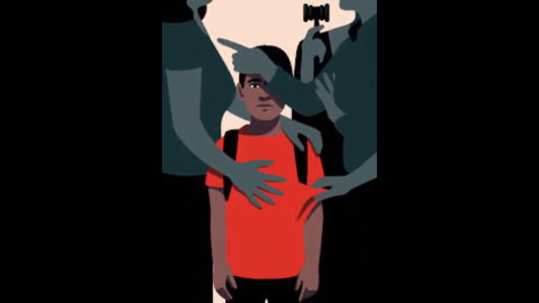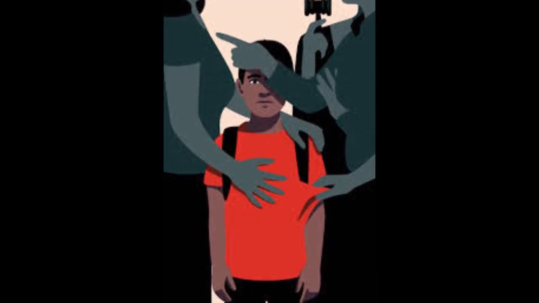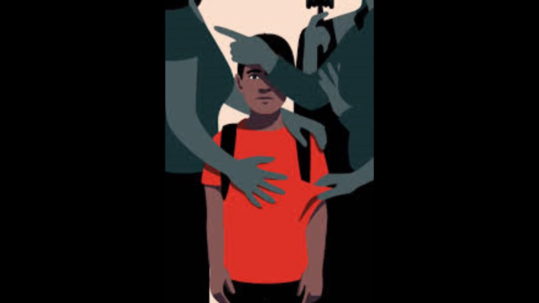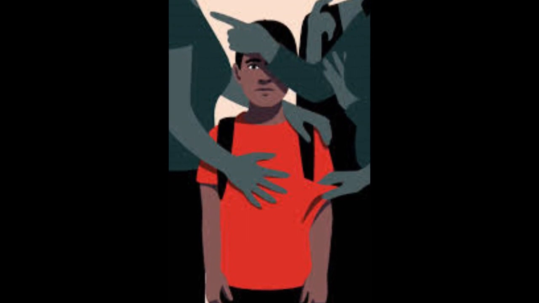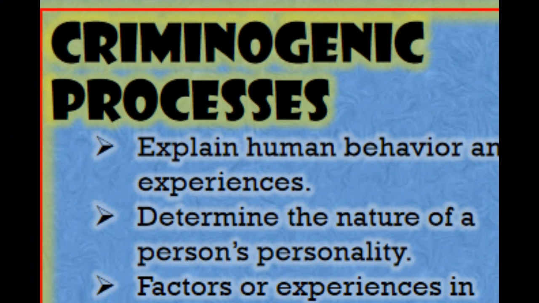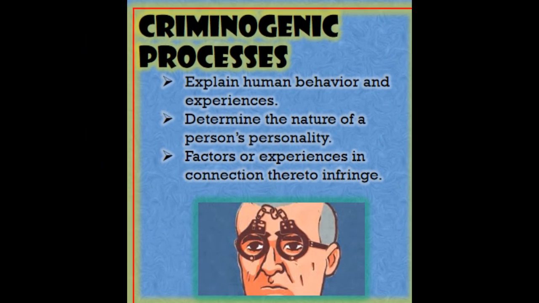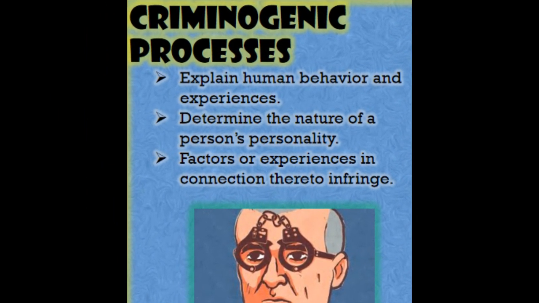Araw-araw nakikita niya, nag-aaway yung nanay at tatay niya, nag-aaway yung mga kapatid niya. So with that, makikita niya yung violence. So there is a greater chance na mas ma-adapt niya yung pagiging violente. Okay, so experiences of a person is very much related to human behavior, or kung paano siya mag-behave, or yung mga attitude na ina-adapt niya. And with that, we are going to relate it also to criminogenic processes.